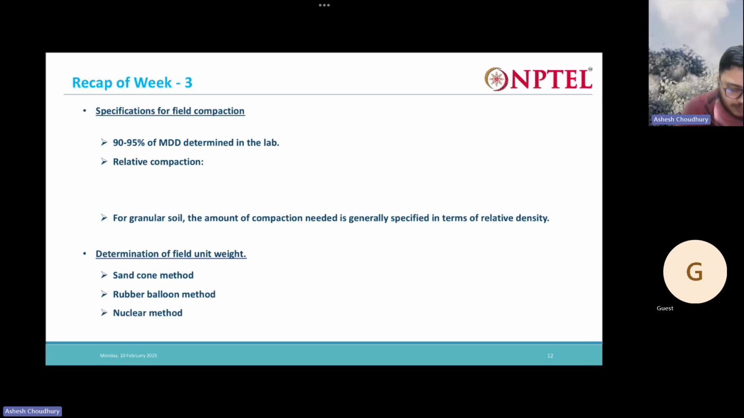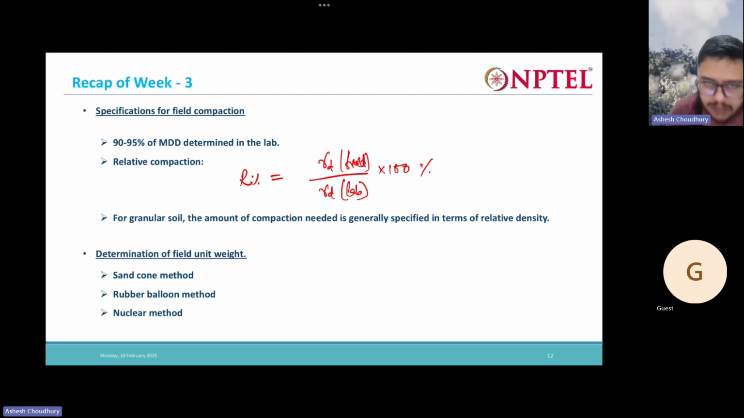So what is relative compaction? Relative compaction, R percent, is nothing but the dry density in the field divided by the dry density in the lab, into 100. This is the relative compaction. It is generally about 90 to 95%.